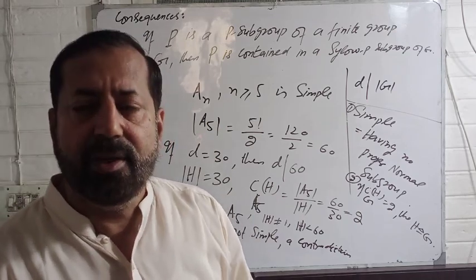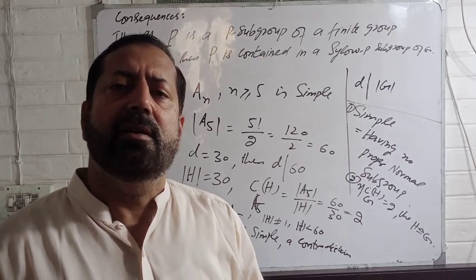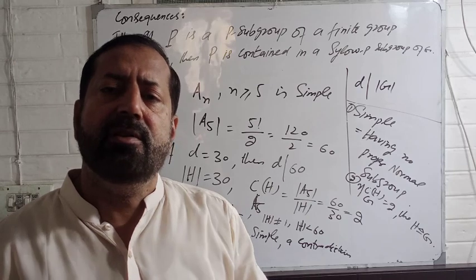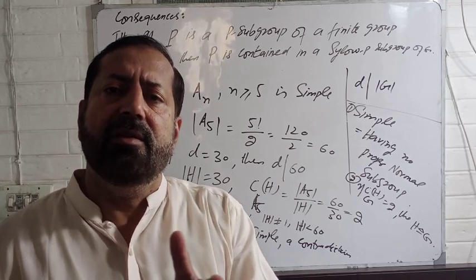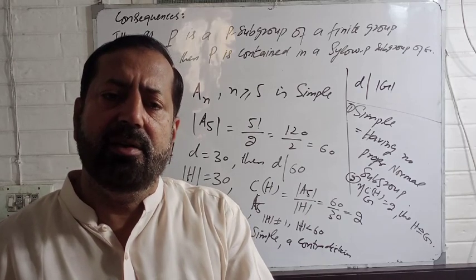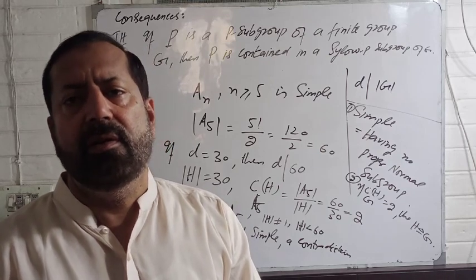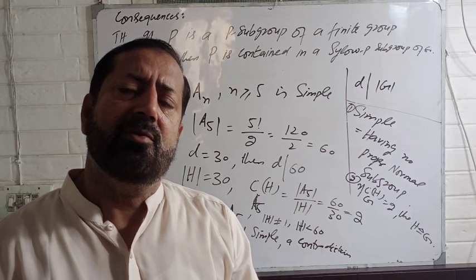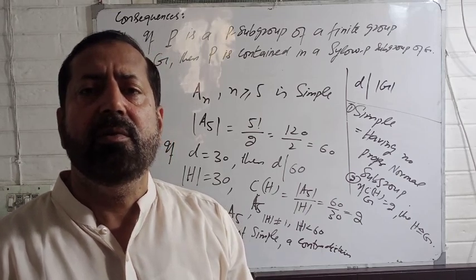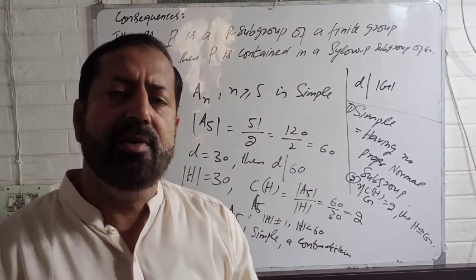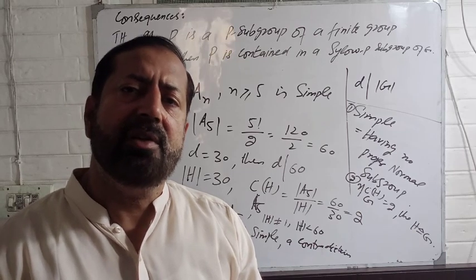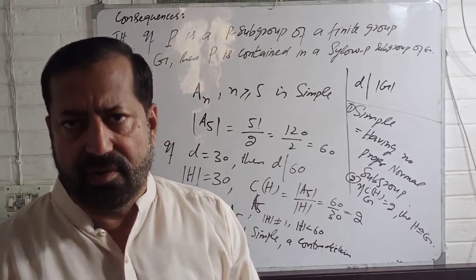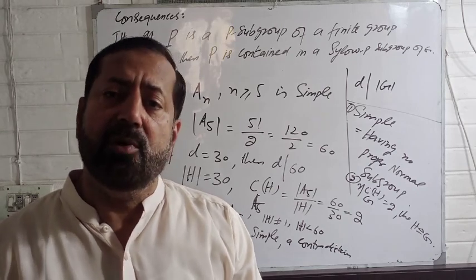Sylow's third theorem says that k is the number of Sylow-p subgroups. In Sylow's first theorem, we are saying that if p is a divisor of the order of any group, then that group must have at least one Sylow-p subgroup. And Sylow 3 says that the number of such Sylow-p subgroups is k, and k is a divisor of the order of the group, and k is congruent to 1 mod p.